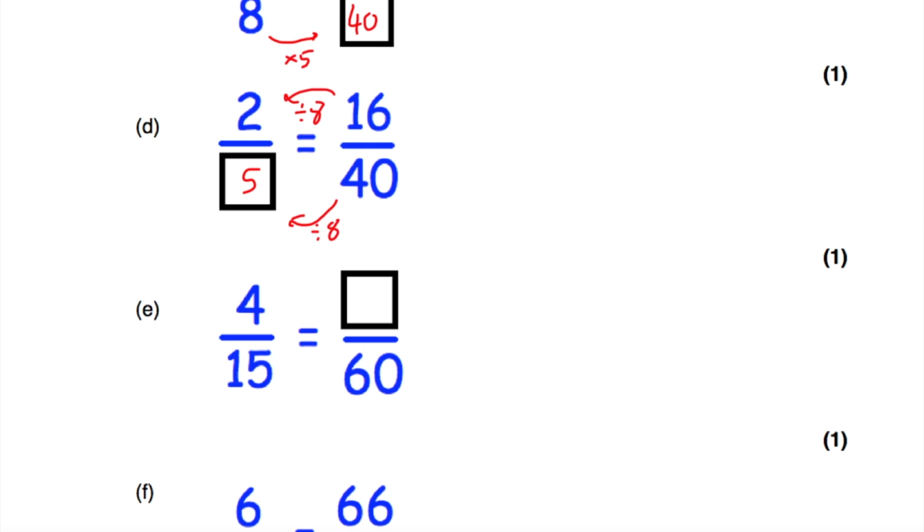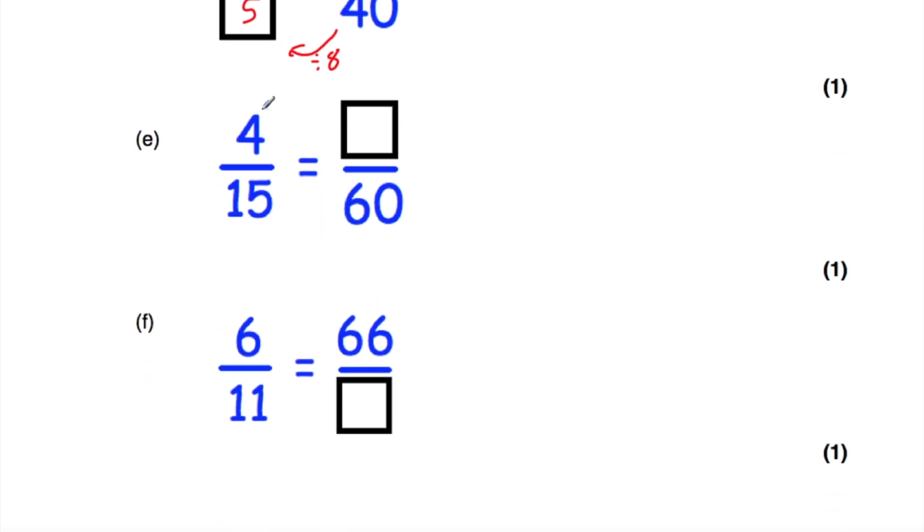Okay, next, part E. So part E, we've got 4/15 is equal to blank over 60. So to get from 15 to 60, you would multiply by 4, because 15, 30, 45, 60. So that means we need to multiply the numerator by 4 as well. And 4 times 4 is equal to 16. So that missing numerator is 16.